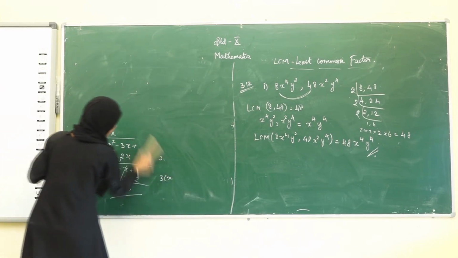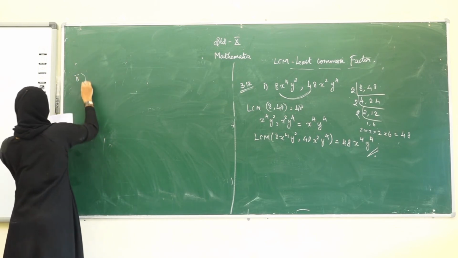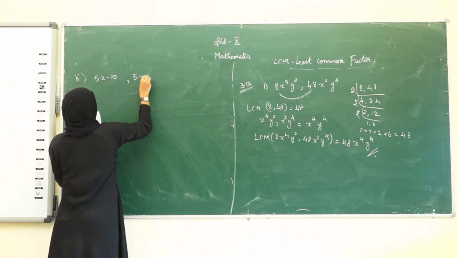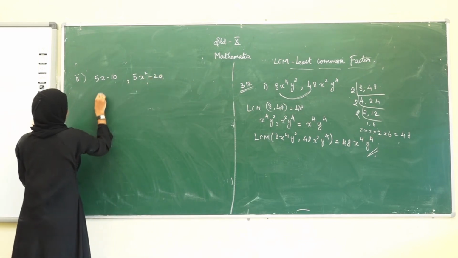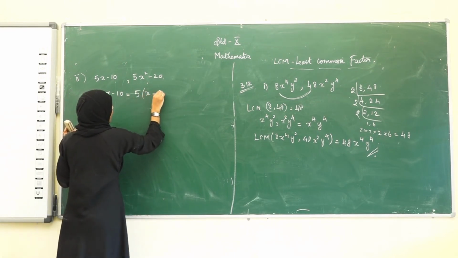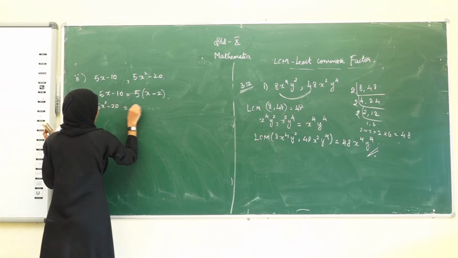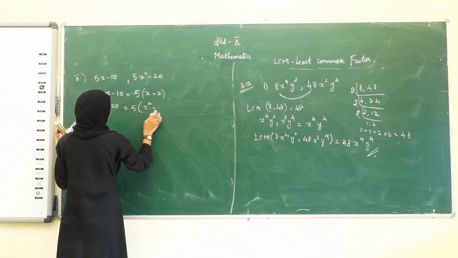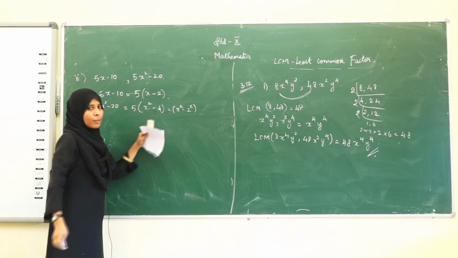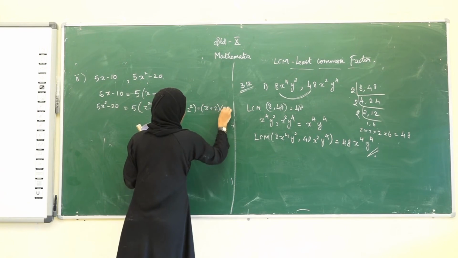Then in the second subdivision, they have given it in the form of an equation. Find the LCM of 5x minus 10 comma 5x square minus 20. First let us take 5x minus 10 alone. How can we write this? We can take 5 common: x minus 2. Then consider 5x square minus 20. Taking 5 common, x square minus 4. We can write this as x square minus 2 square. By the formula a square minus b square, we get a plus b into a minus b, which we already know. So x plus 2 into x minus 2.